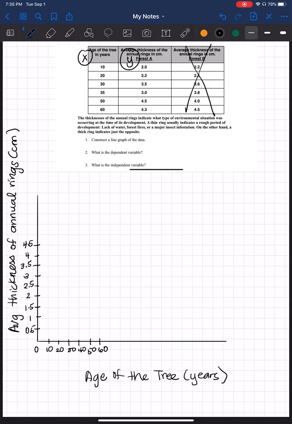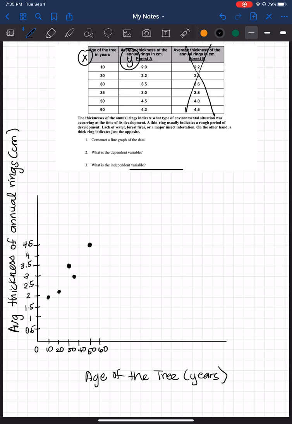Alright, so same thing we're going to do. We're going to go 10 and 2.0. So 2.0 is going to be right here. You go 20 and 2.2. 2.2 is going to be a little bit between those two. We got 30, 3.5, which is going to be right here. And we got 35, 3.0, so 35 is going to be somewhere over here. We got 50 and 4.5.